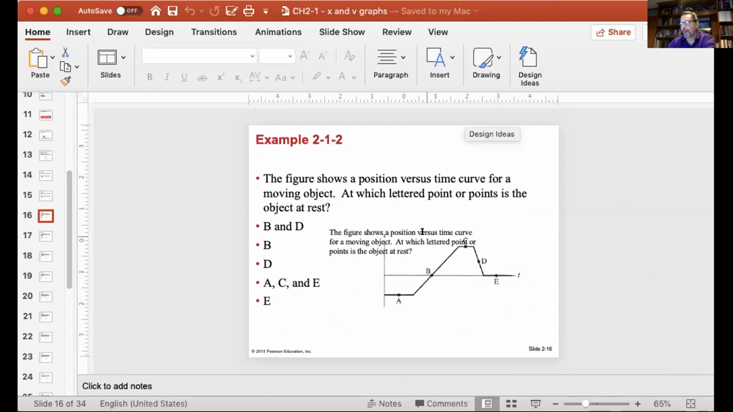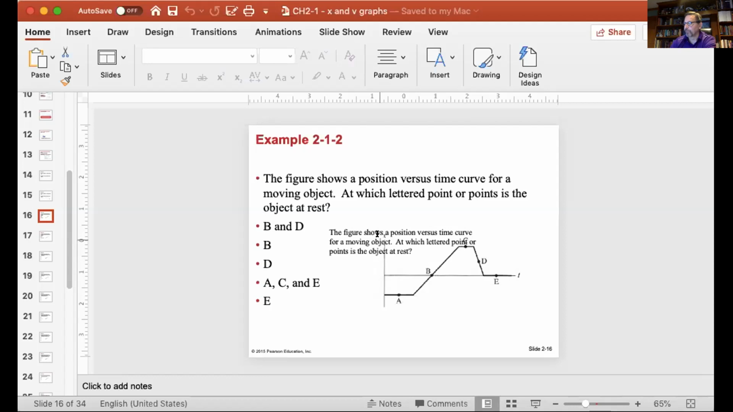Now, I don't know why I have that thing in the middle. It's just restating the question here, so you can ignore the text in the middle. I don't know why I pasted it in again. The figure shows a position versus time curve. And notice how everything has nice pointy transitions, right? And I want to know what are the location or locations where the object's at rest.